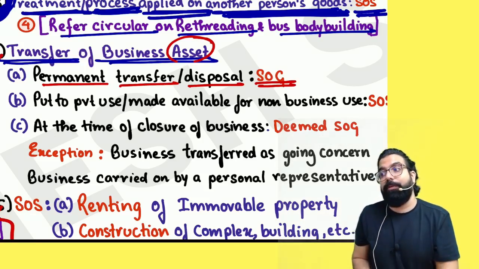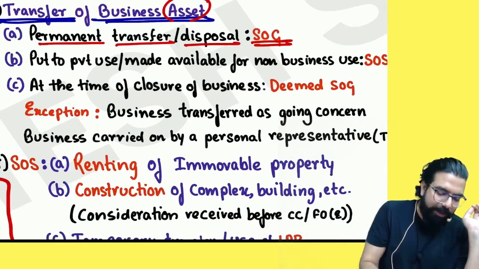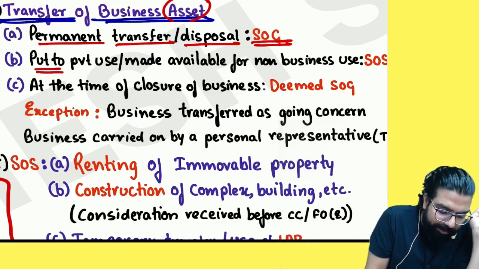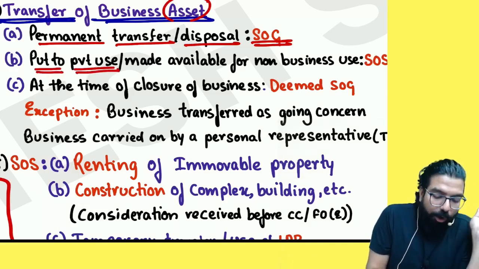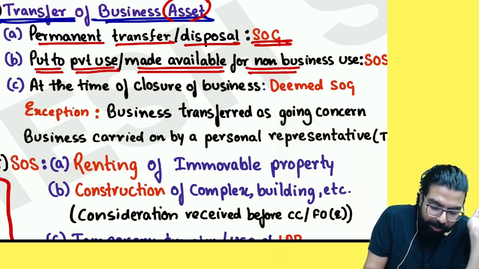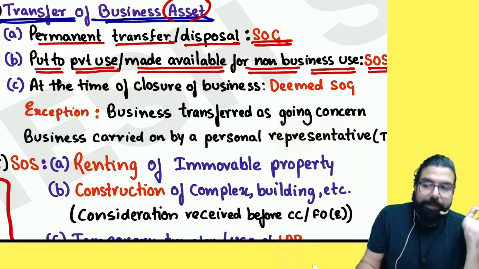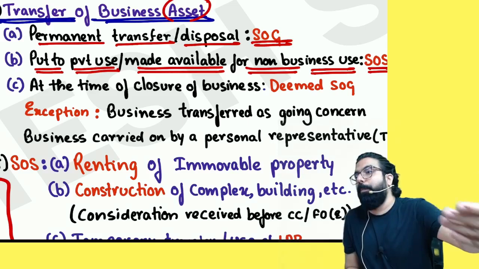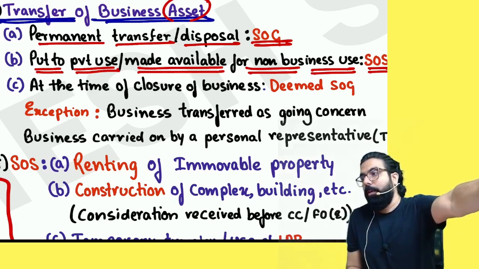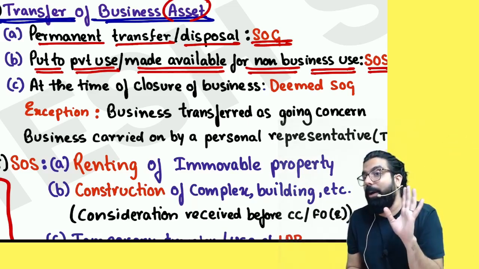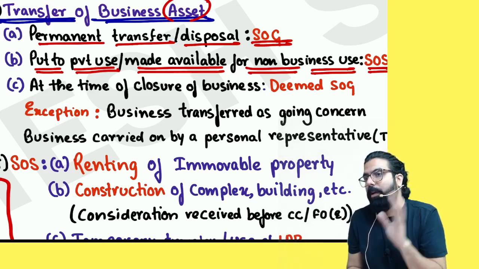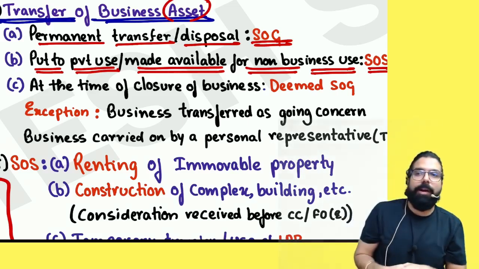Now, I gave him the car on rent and I collected 10,000 from him. Supply of goods or supply of service? They clarified, if any business asset you put to private use or make it available for non-business use, it is always supply of service. It means temporarily giving your asset for non-business use. Supply of goods or supply of service? Supply of service.